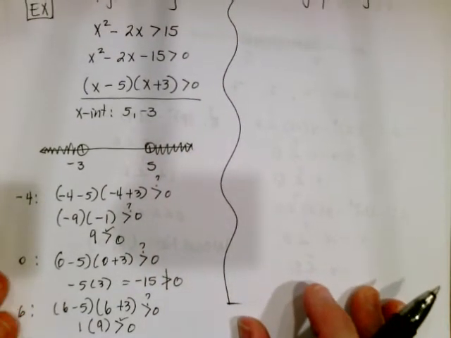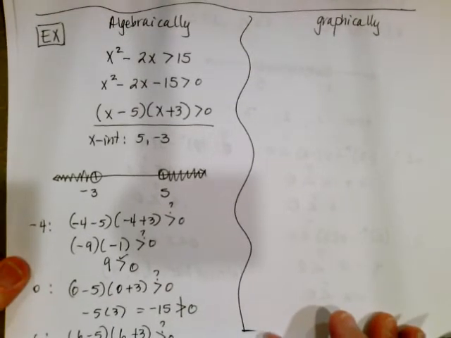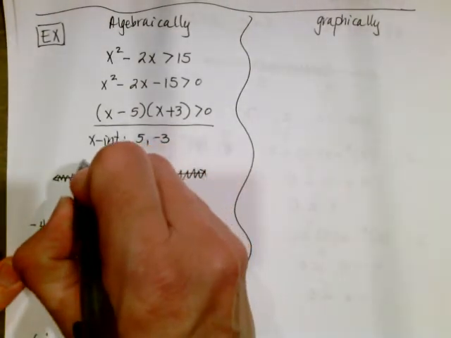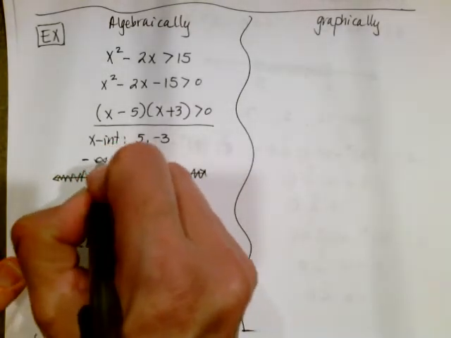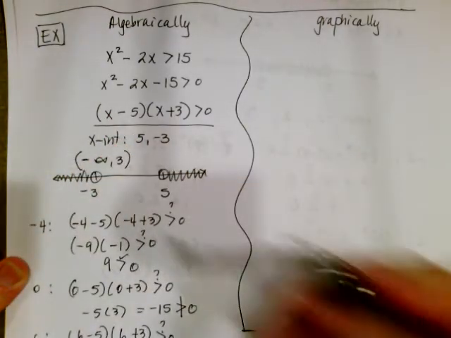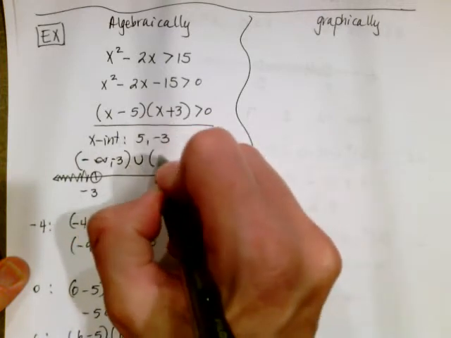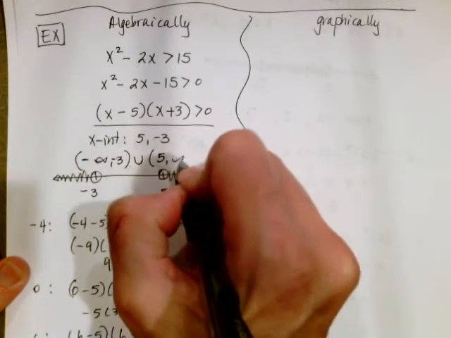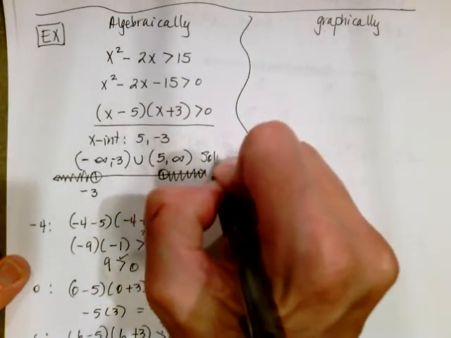And I'm going to write my interval up here just up above my graph since I kind of ran out of room on my paper. So the solution for this one, remember I read from left to right, is going to be a negative infinity to a negative 3. The negative 3 isn't included, unioned with, and then I'm going to start again at 5, not included, and go to positive infinity. And so this would actually be my solution.